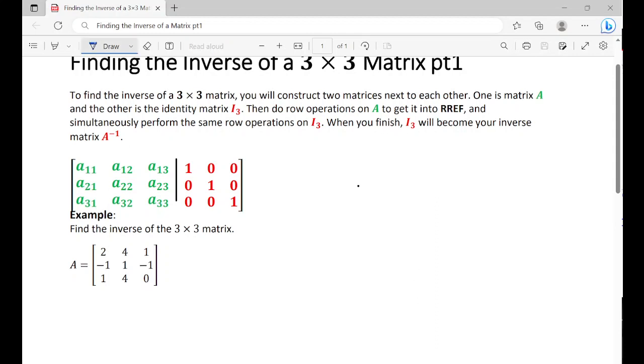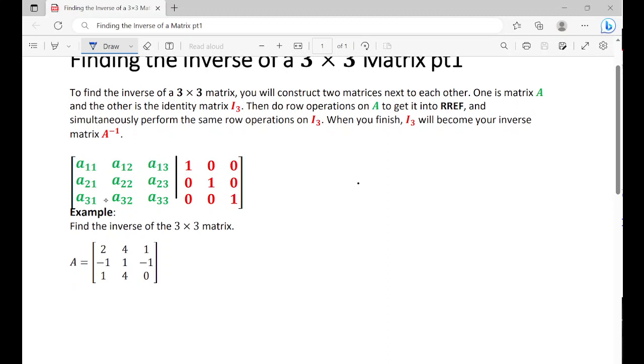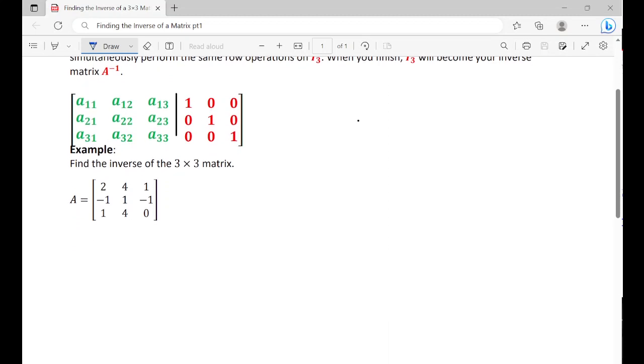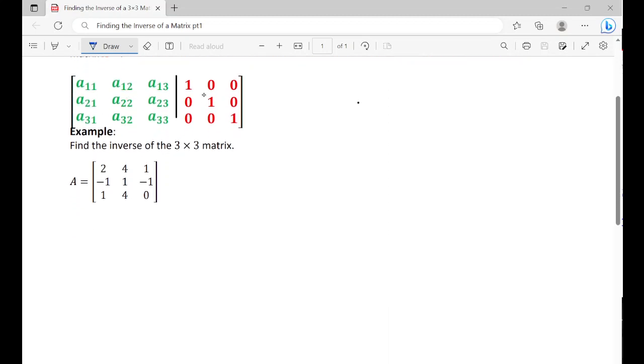So, this is the form that we're going to use right here to do this. We're going to have our matrix A and then our identity matrix here as the setup, and then we're going to do row operations to turn the left-hand side into the identity matrix, and the right-hand side will turn into the inverse matrix. So let's start that off here.